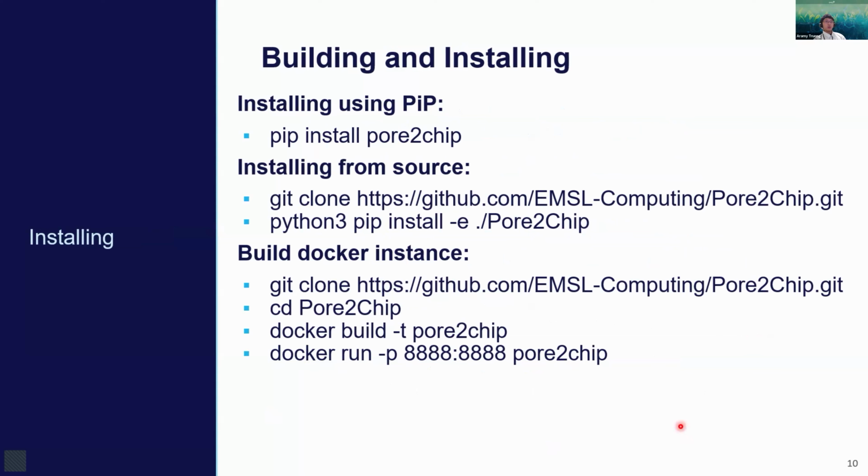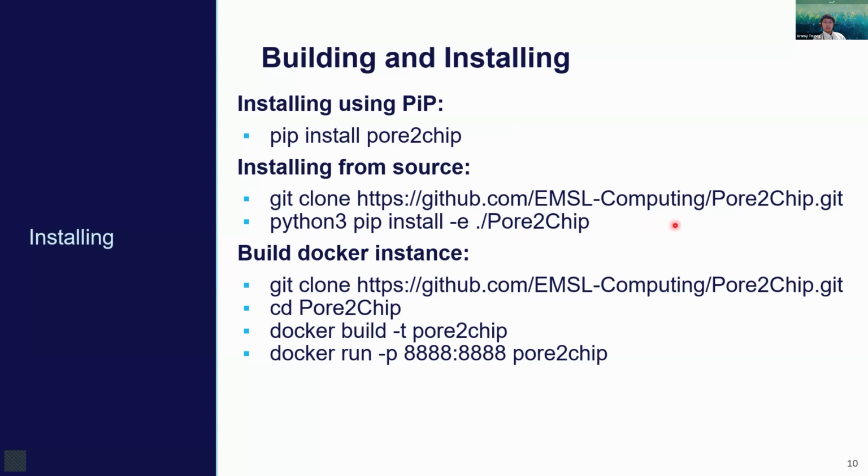Some more technical details if you want to build or install it on your computer. This may take a little bit more coding knowledge if you like using the command line. To install it from the Python repository, you can just type pip install PortaChip. This will pull from the stable version of PortaChip we have on the Python package index. Or if you want all of the developmental features we have going, we can build from source.